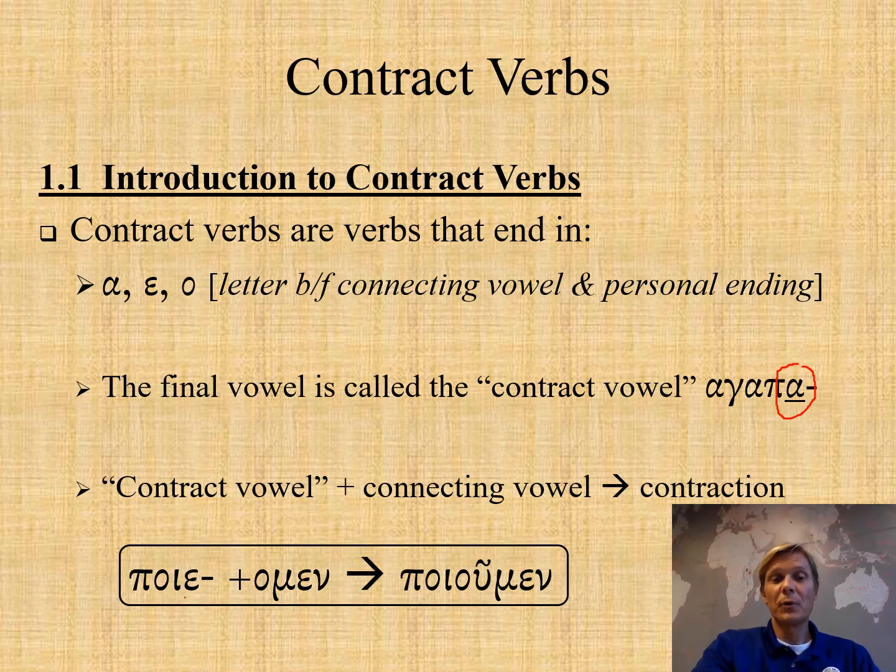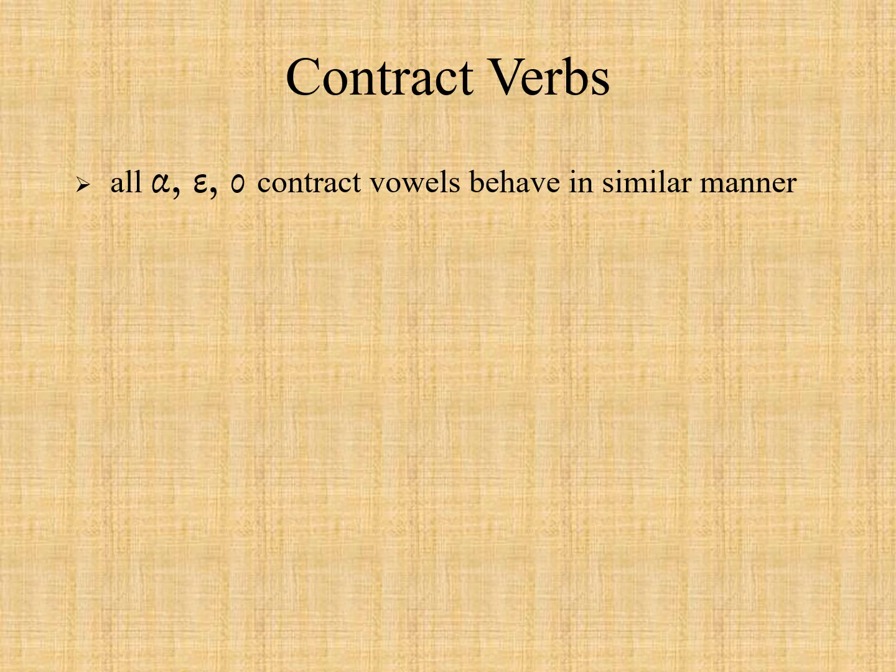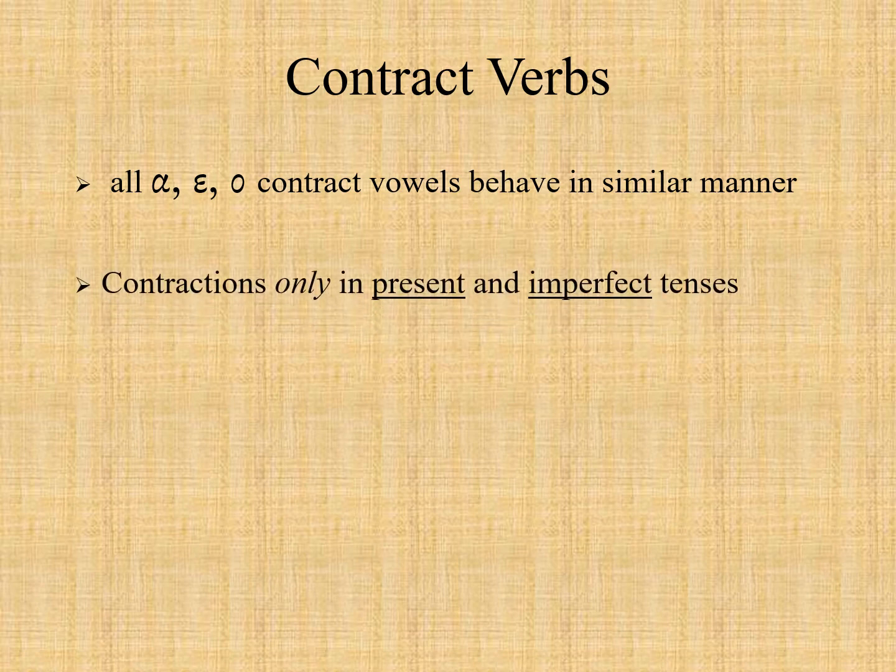So for example, we have poieo, which ends in epsilon, which is a contract vowel. Then it collides with the omicron, that is the connecting vowel of the personal ending, and the end result is poioumen. So you can see that this part is slightly different from what we have learned so far. All alpha, epsilon, and omicron contract vowels behave in a similar manner, but only in the present and imperfect tenses. The imperfect we will look at later.